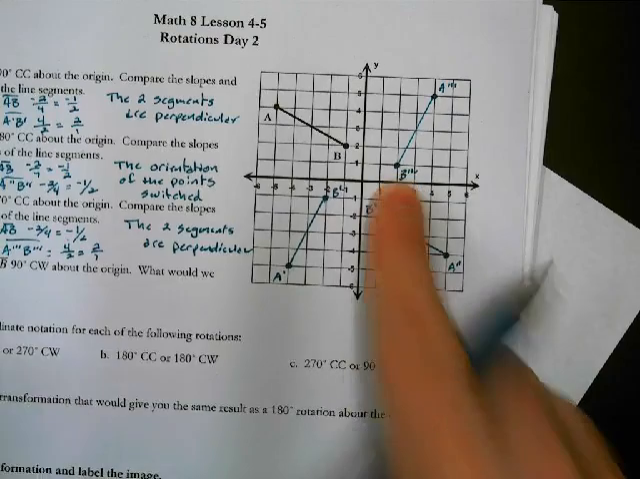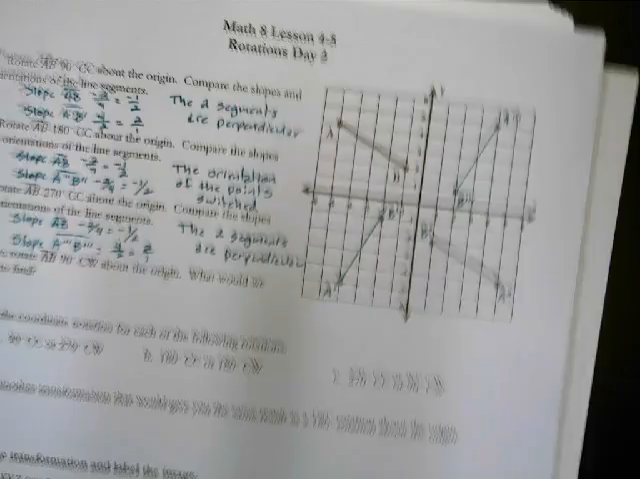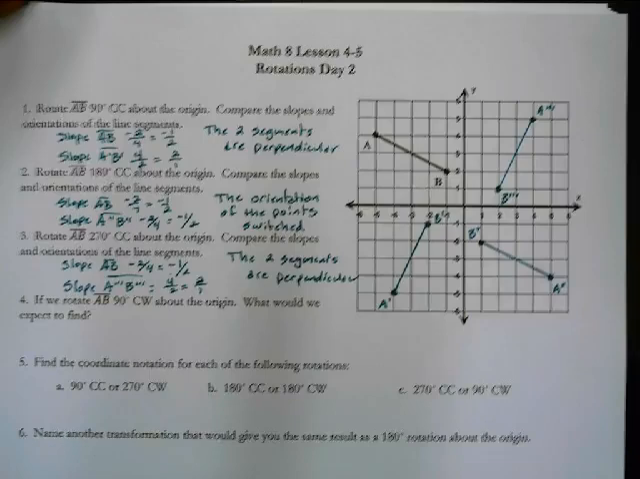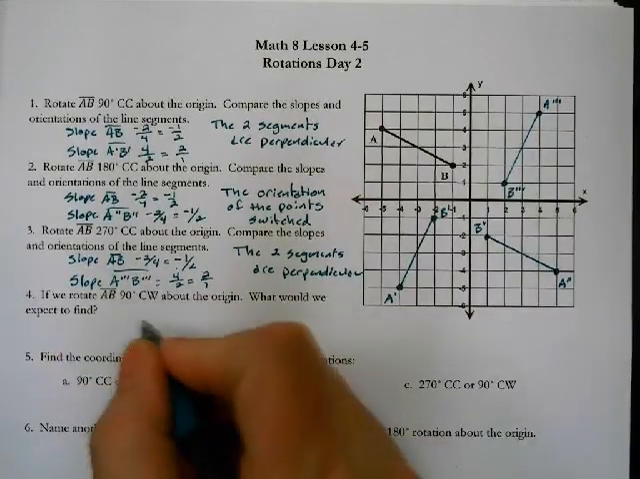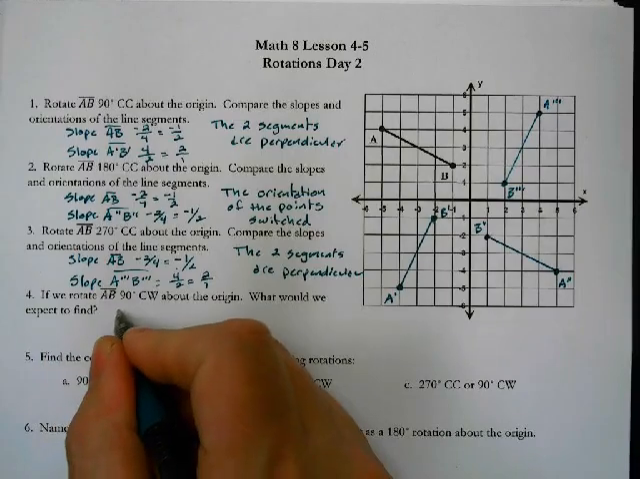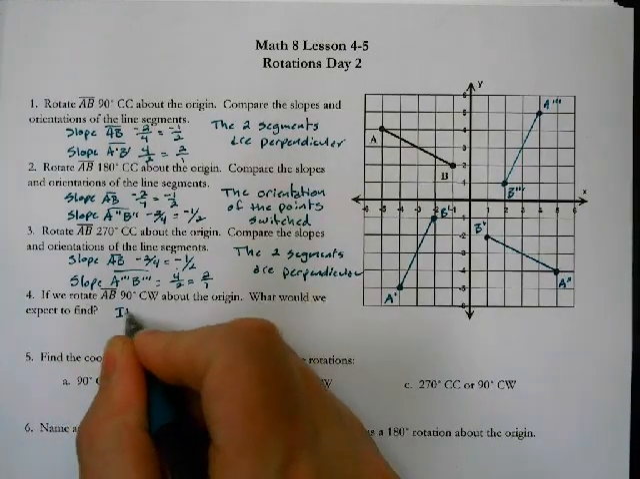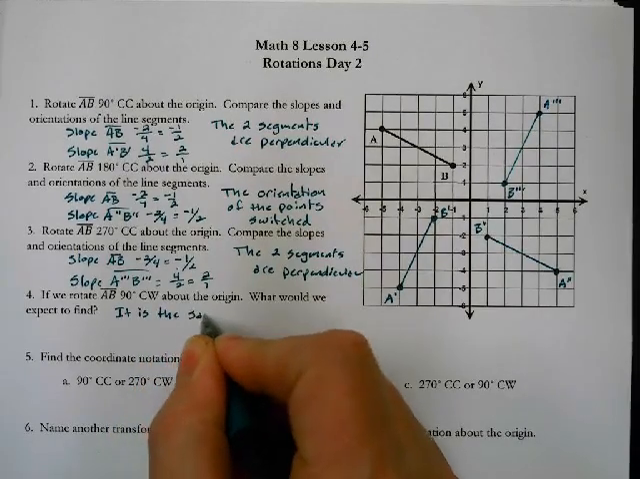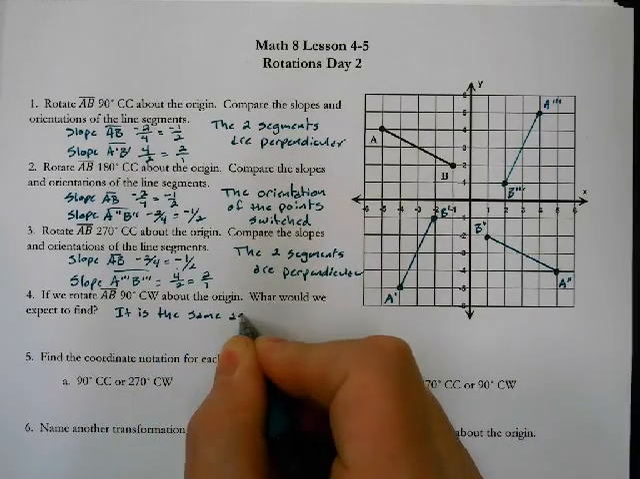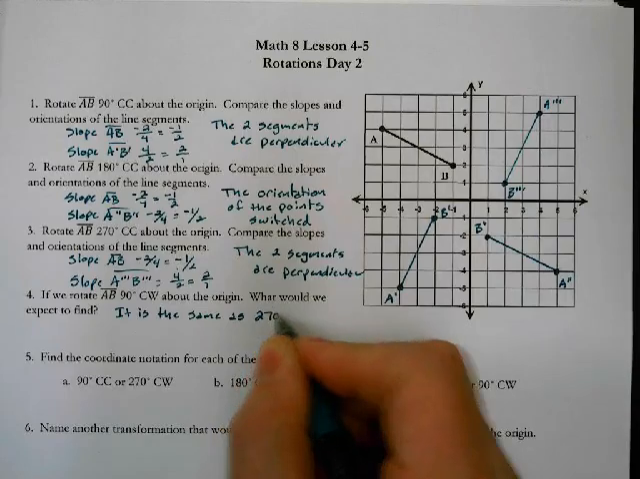Okay, so if I do 90 degrees clockwise about the origin, that should be the same thing as 270 degrees counterclockwise. We expect to find that it's the same as 270 degrees counterclockwise.